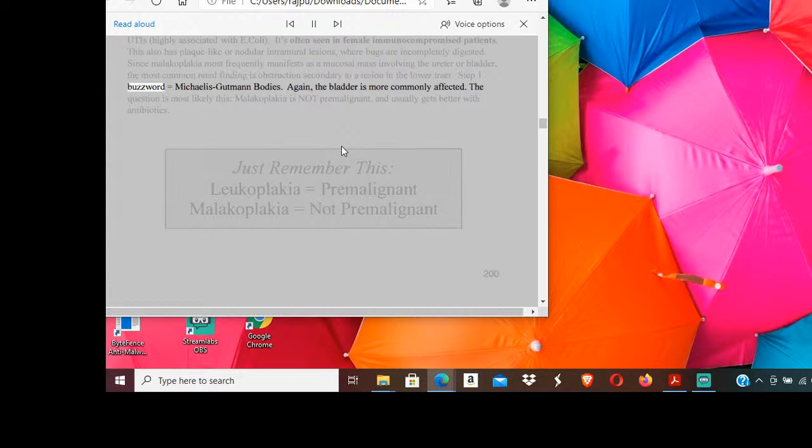Step 1 buzzword equals Michaelis-Gutmann bodies. Again, the bladder is more commonly affected. The question is most likely this: malakoplakia is not premalignant, and usually gets better with antibiotics. Just remember this. Leukoplakia equals premalignant. Malakoplakia equals not premalignant.